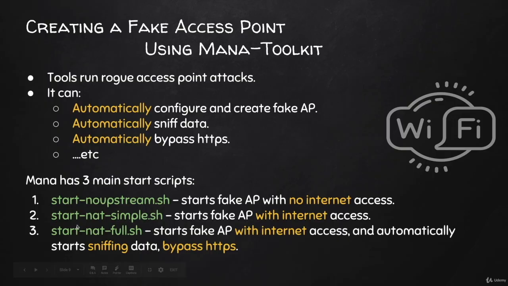Now I actually always use start-nat-simple. I never use start-nat-full because this fails a lot of the times, and we already learned how to start sniffing and bypass HTTPS using BetterCap. So you can always use start-nat-simple. This will start a fake access point for you with internet access, and then you can open another terminal window, use BetterCap exactly as I showed you before, and you'll be able to sniff data and bypass HTTPS. You can also use Wireshark if you want to sniff the data and analyze them, again exactly as shown before.